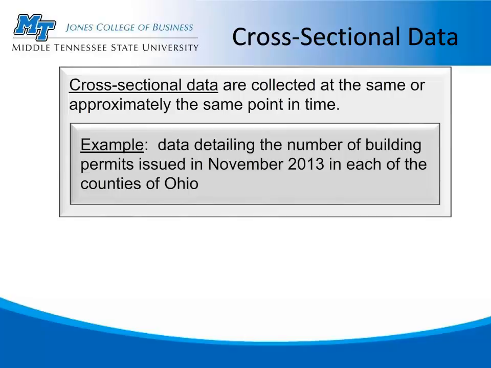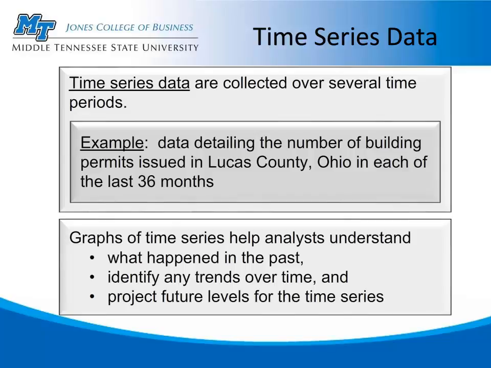Now, we're not quite finished with talking about data. There's cross-sectional data and there's time series data. Cross-sectional data is data that's collected at either the same point in time or almost the same point in time. And you can analyze that differently than when you have time series data. Time series data is data that's collected over time periods.